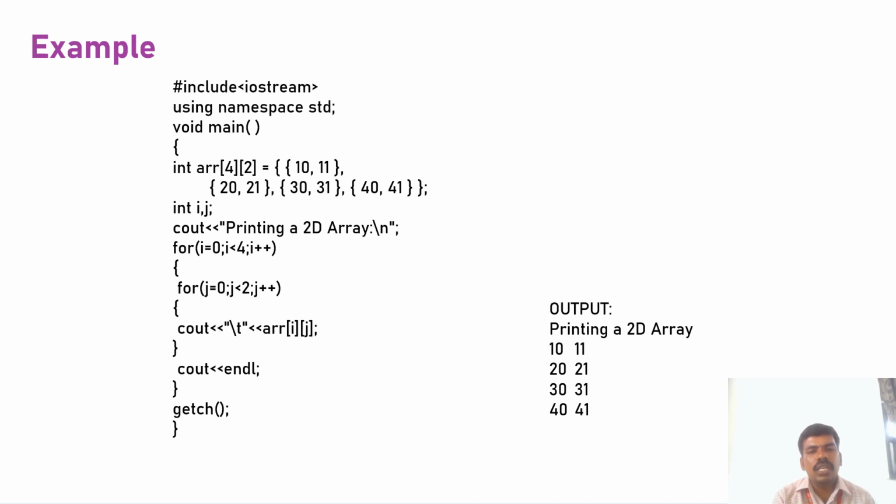Integer i and j, so i is mentioned as row and j is mentioned as column. Printing a 2D array: i is 0, i is less than 4, i plus plus. So there are 4 rows to be mentioned. The row memory is called from 0 to 4 and it is incremented one by one. j is equal to 0, the initial value of j, where j is mentioned as column. So j is less than 2 and j plus plus.